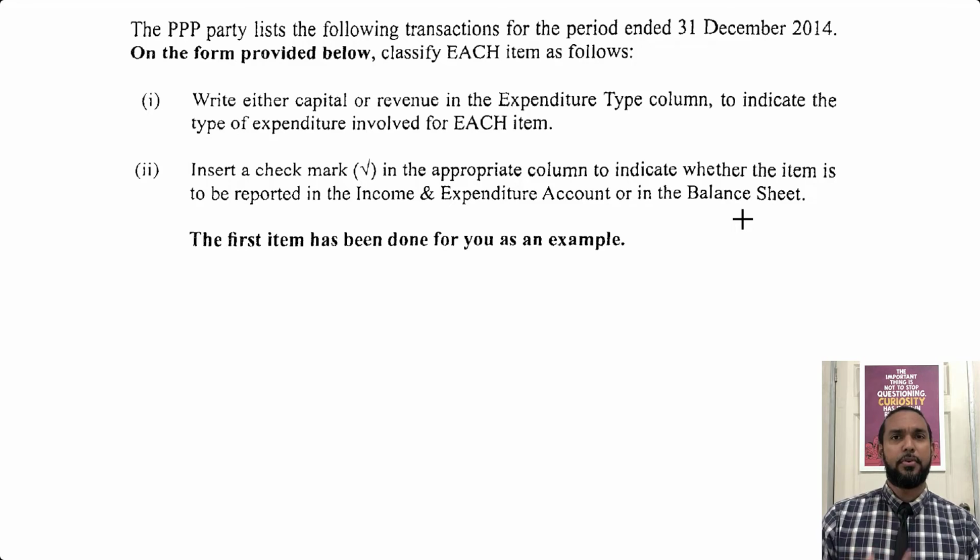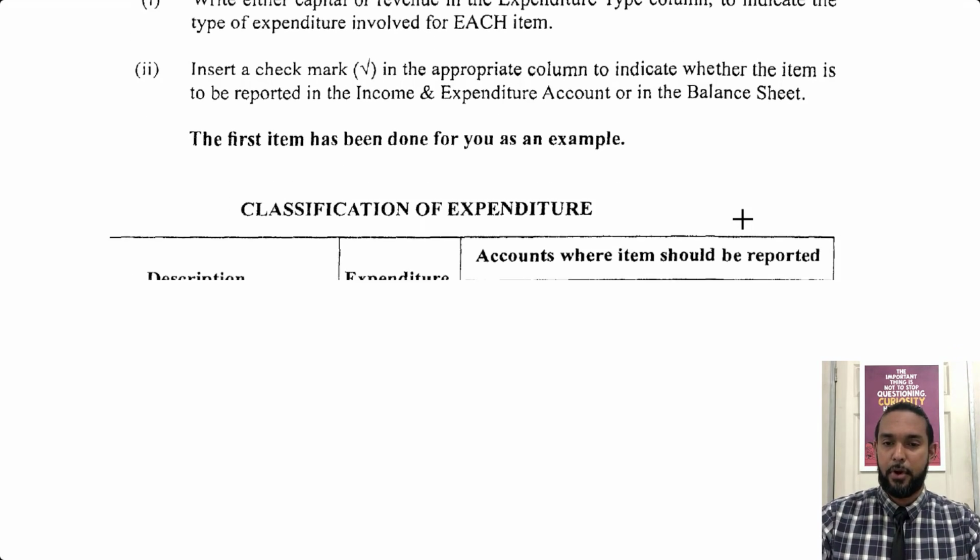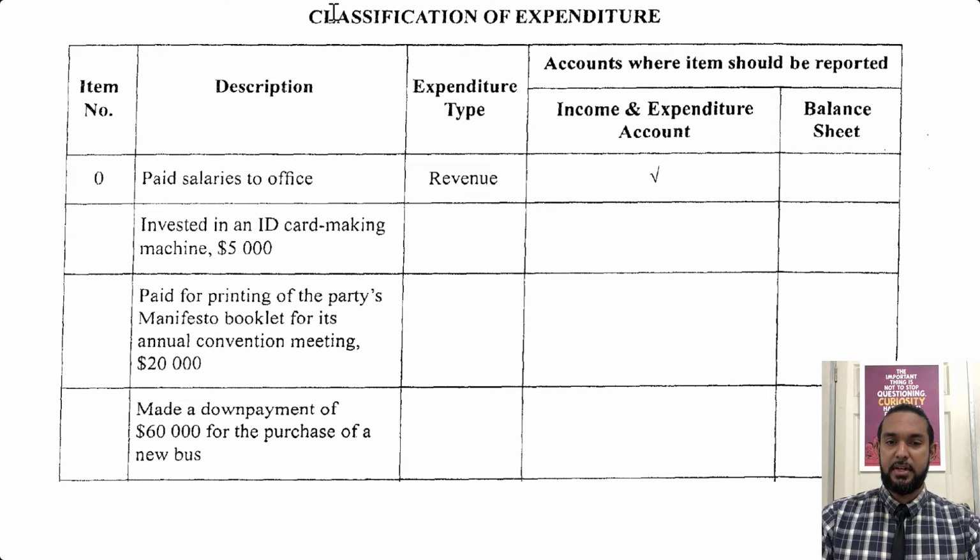But as we go through, of course, we know there are other items that we might see that might go to the balance sheet, but I have a feeling it's only going to be expenditure. As you probably could see, it says classification of expenditure. Let me scroll down so you can see what I'm talking about, right? So as you can see here, it says classification of expenditure, right?